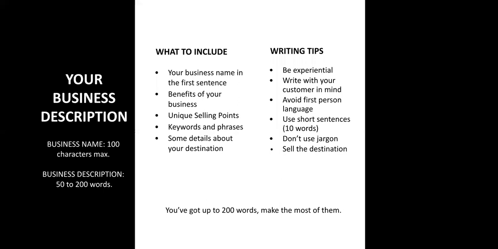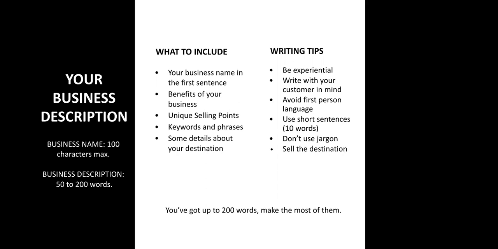So let's talk about what a good listing looks like. When you write your business description, you really want to make sure that you're writing it for customers. Think about your customers, think about the unique selling points of your business and what the benefits of your business are to visitors that are coming to see you. Like I said before, talk to your customers. Don't make the mistake of thinking that you're talking to the government.